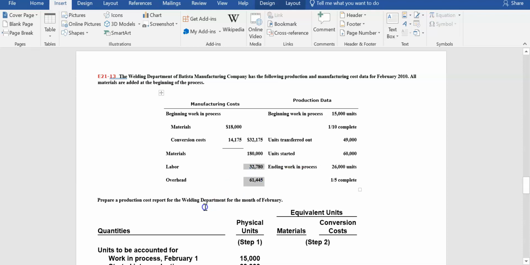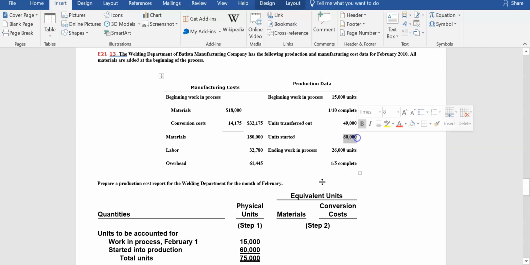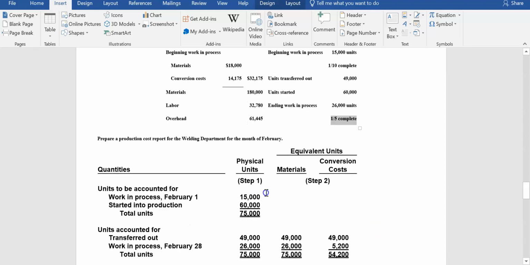These two lumped together give us the conversion cost. Then we had beginning work in process. These are the physical units. 15,000 units were on hand at the beginning of the month that hadn't been completed last month. 49,000 units were transferred out during the month. 60,000 units were started. And we have 26,000 units still in process at the end of the month that are 1/5 complete. We are going to prepare a production cost report.